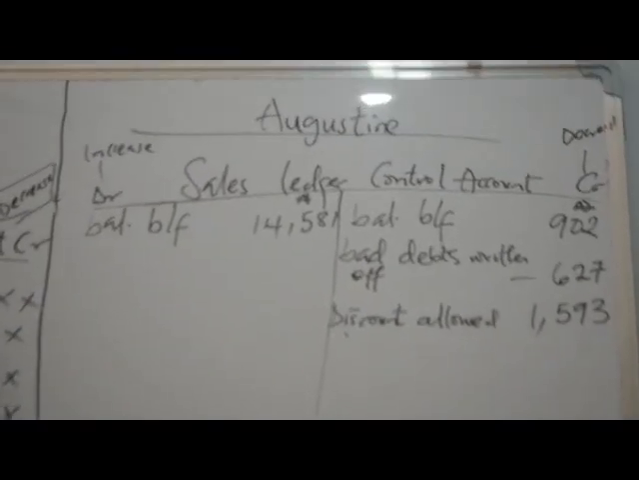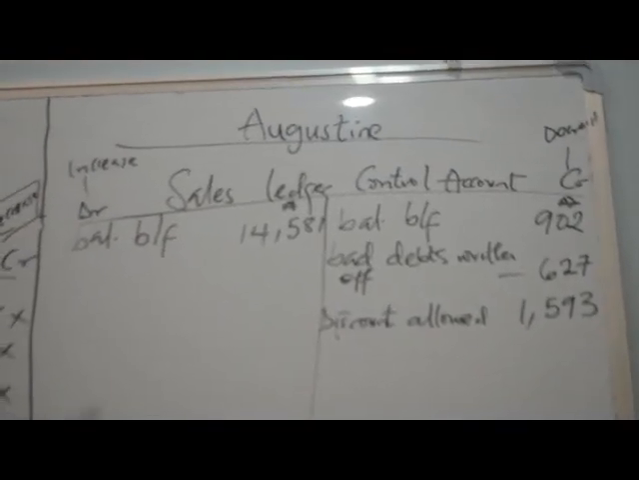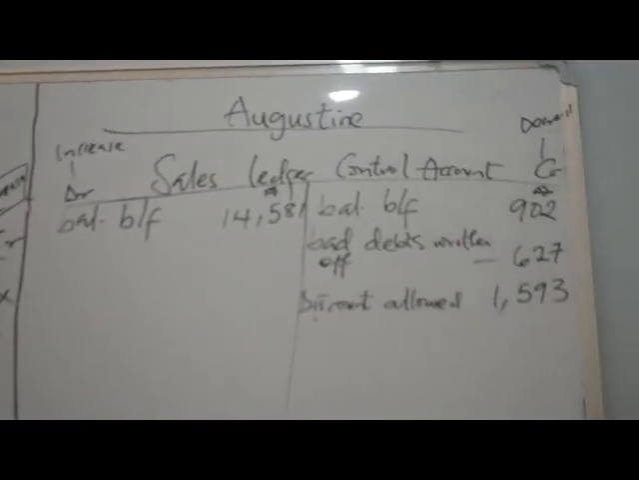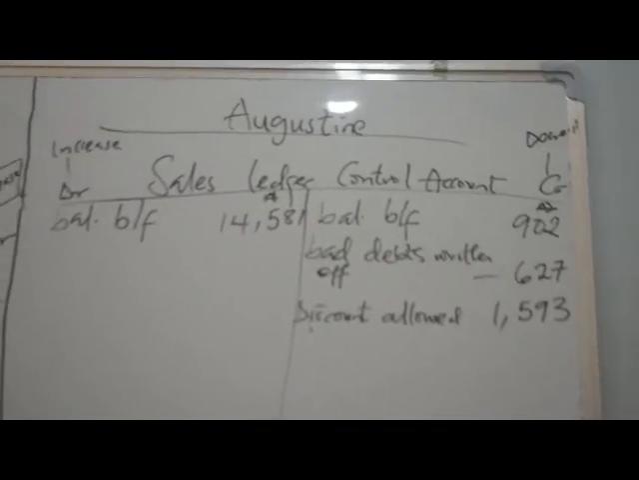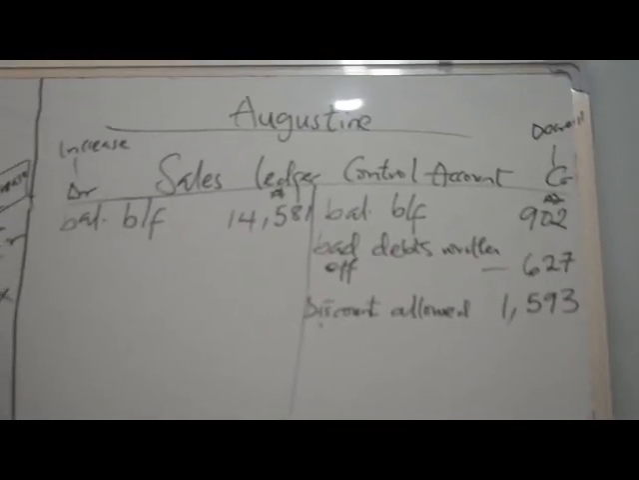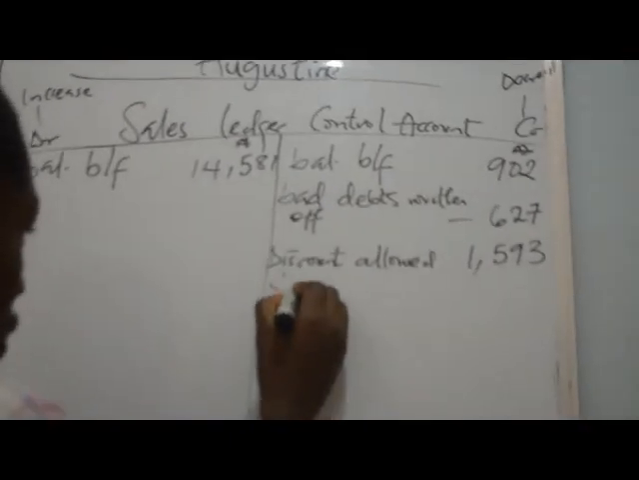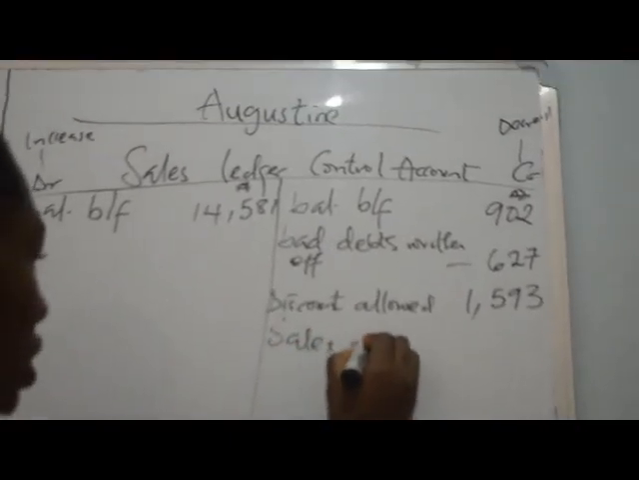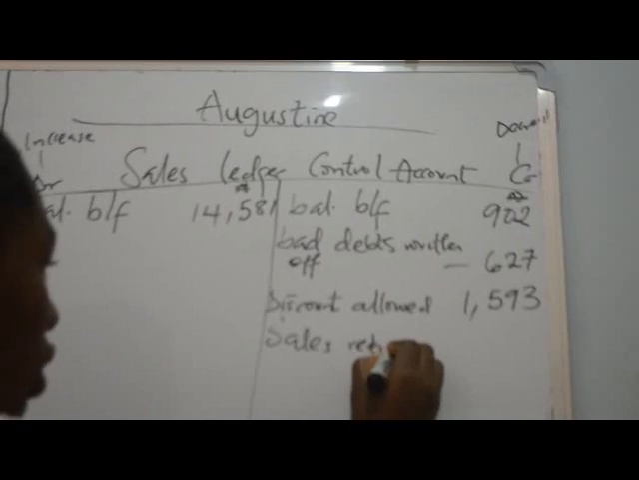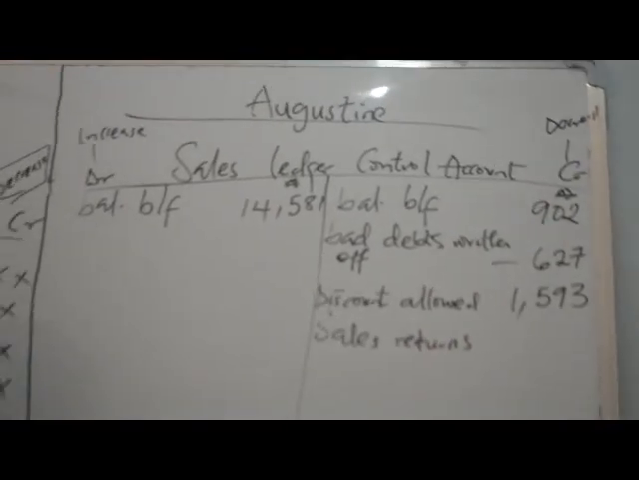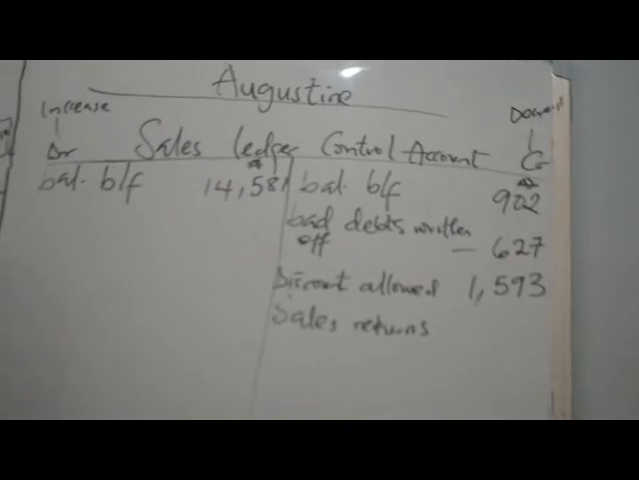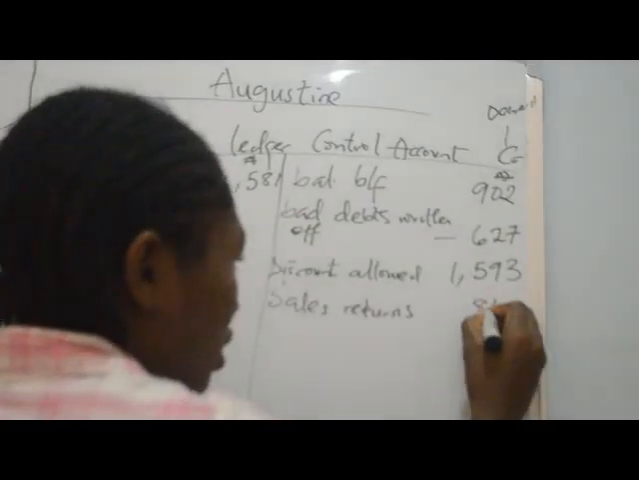Now the next information is our sales returns. Sales returns is the same as your returns inward, okay? Either you say returns inward or sales returns. Now, since we are having the returns inward, that means the money owed by the debtors will also be reducing. So we have our sales returns. This will also reduce the amount of money owed by the debtors. This is how much? 840 naira.